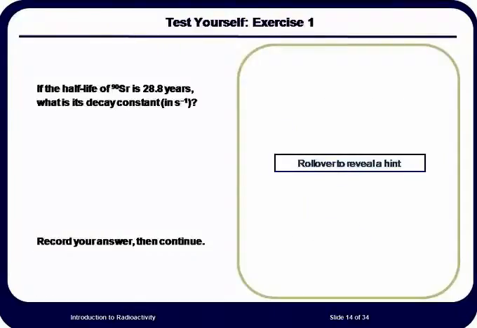This is a test yourself exercise. Use the concepts from the previous slide and calculate the decay constant for strontium-90 in units of inverse seconds. The half-life of strontium-90 is 28.8 years. Once you have performed the calculation, please go on to the next slide and check your results with the answer given there.